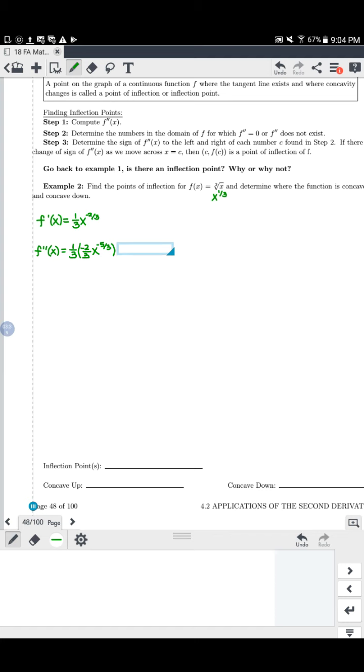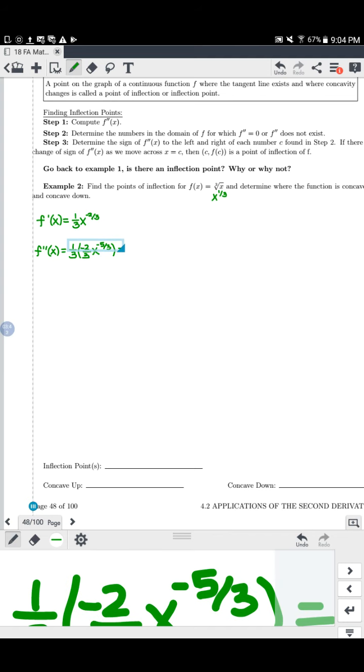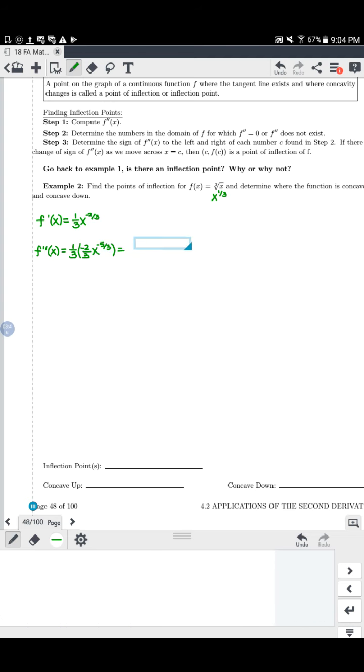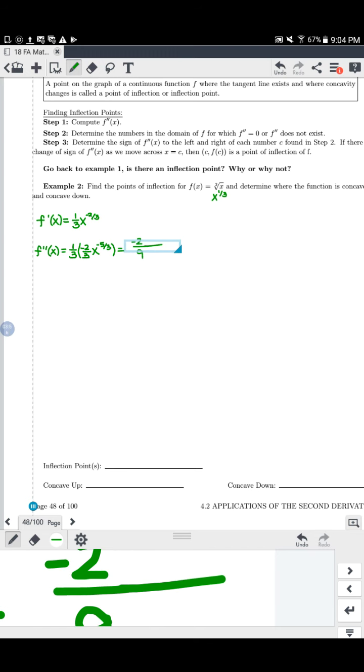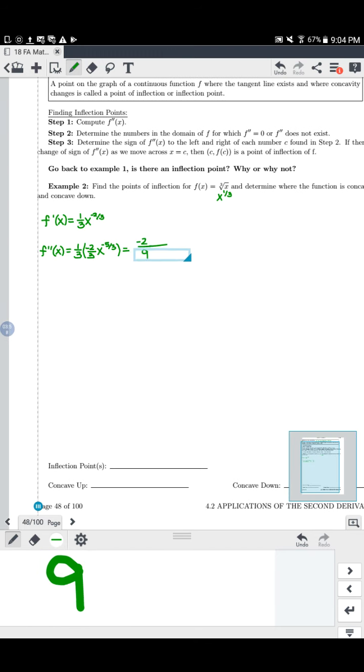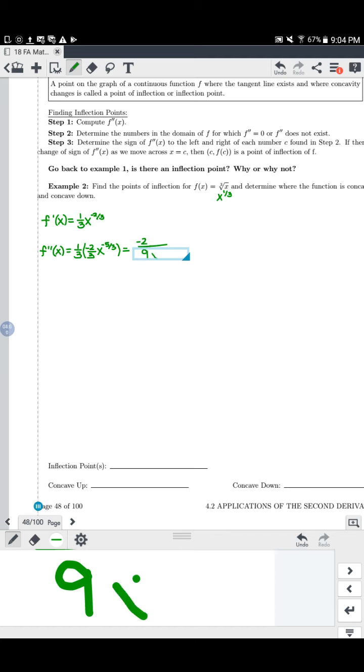So I want to set this equal to 0. It would be easier to do if I simplified it. So I'm going to multiply these fractions together. Multiplying the top together, 1 times negative 2 is negative 2. And the bottom, 3 times 3 is 9. And then I have x to the negative 5/3. Well, that's a negative exponent, so it must belong in the denominator. So I'm going to write x to the 5/3 here.